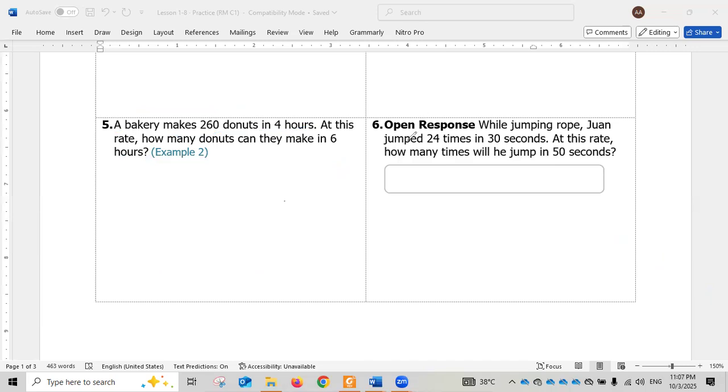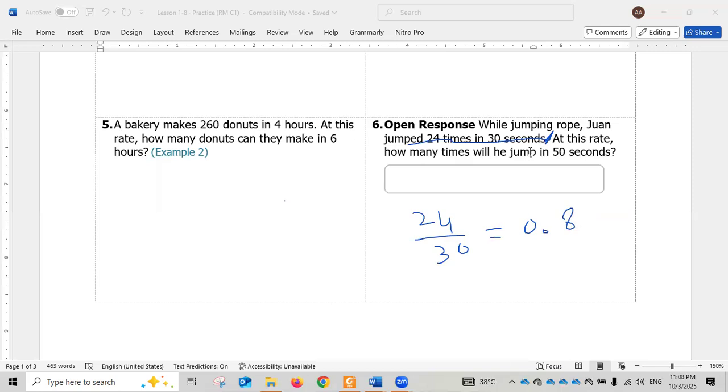While jumping rope, John jumped 24 times in 30 seconds. I will stop here because I have to use this rate. So 24 divided by 30. Using the previous lesson, the same technique, we can't divide 24 by 30. We put the 0 and then we put the decimal. We check in 240, 0.8. So 0.8 times in 1 second, we find it.